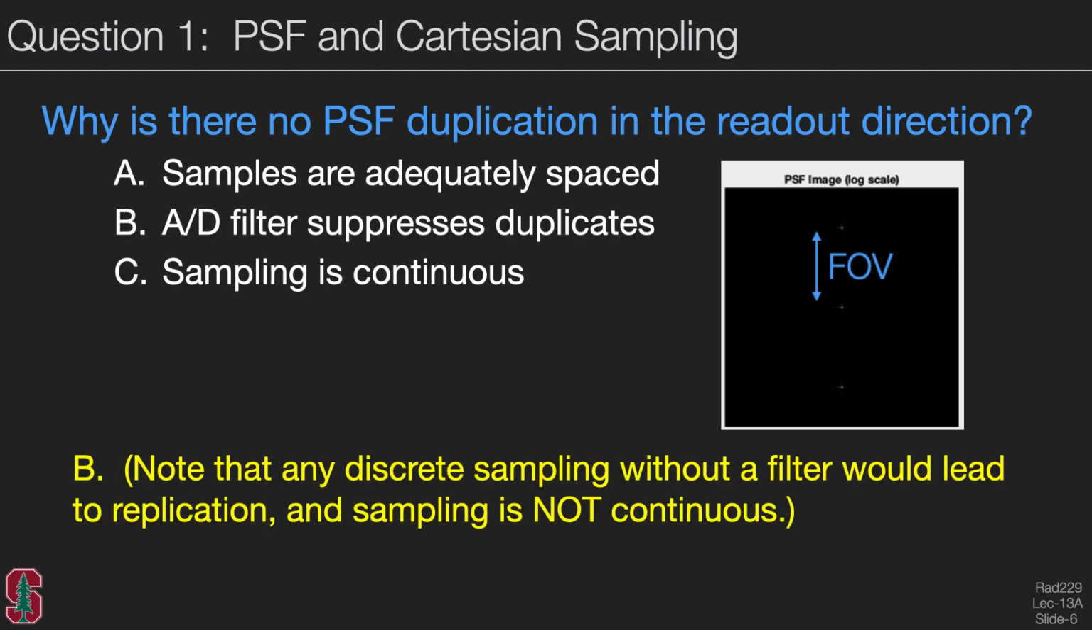So the answer here is B. The A to D filter actually suppresses duplicates by literally filtering them away. Notice that choices A and C are both incorrect. The samples are not adequately spaced because with any discrete sampling, we would have some replication. And answer C is incorrect because the sampling is not continuous.